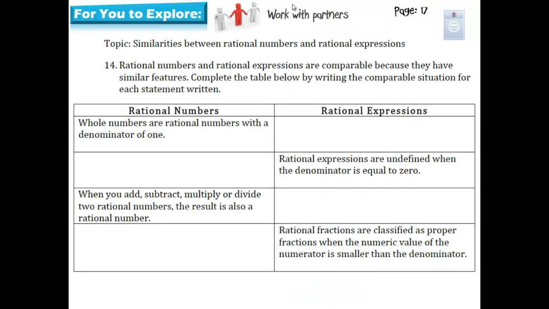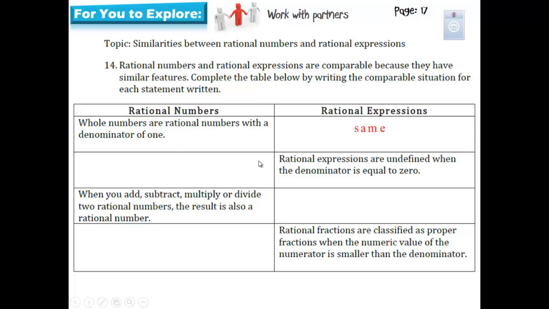All right, so let's summarize what we've learned so far. On one side that we have right here, it's talking about rational numbers, and on this side it says rational expressions. Rational numbers don't have any variables, and the expressions do have variables. Whole numbers are just rational numbers with a denominator of 1, so that means anything that you can make into a fraction. In the same sense, rational functions are the same, but just remember, we have to keep a variable in the denominator.